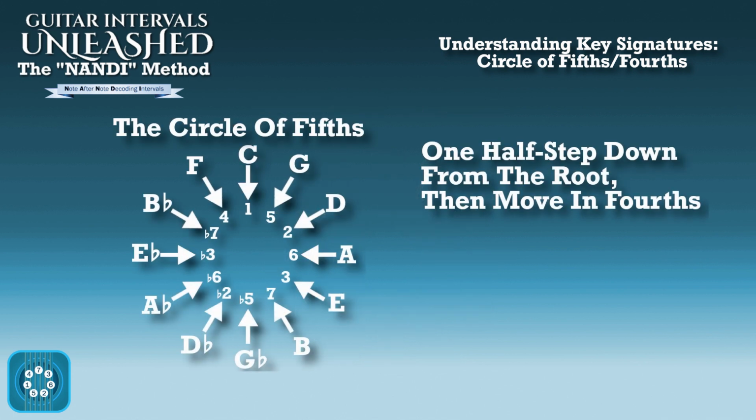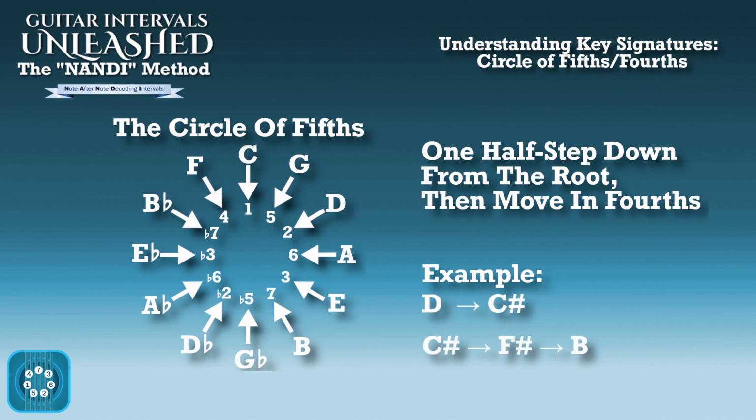One way that's a little easier if you know the NANDI method is to pick whatever note you want your root to be. Go a half step down from that root and then move up in fourths until you hit a natural note. So for example, we're in G. A half step down from G is F sharp, and a fourth up from F sharp is B. So since we hit a natural note right away, that means there's only one sharp in the key of G, and it's F sharp. Which would mean that the notes in the key of G are G, A, B, C, D, E, F sharp.